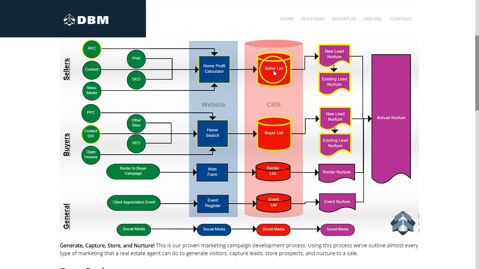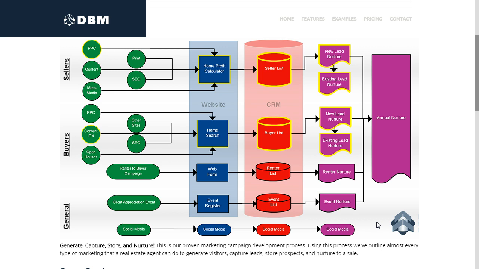The seller list, the buyer list built into our CRM, and then the nurture campaign, the new lead nurture campaign, which then turns to an existing lead campaign. And then from there, also the new buyer lead campaign, which also turns into the existing buyer lead nurture campaign later on. And then we have the annual nurture process. The other campaigns here, the renter to buyer campaign, the client appreciation event campaign, and the social media campaign are all add-ons to the system, which you can add on at any time during the campaign.